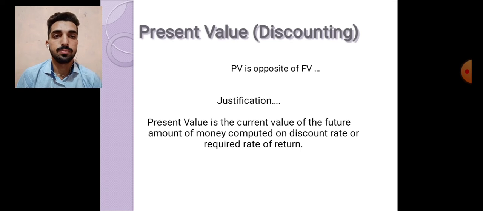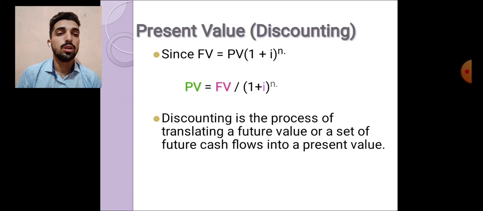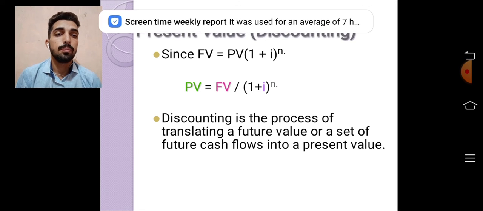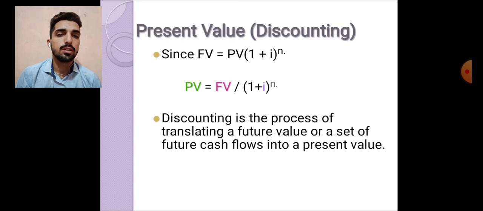Present value, discounting. PV is the opposite of FV. Present value is the current value of a future amount of money, discounted at a discount rate or required rate of return. Since FV is equal to PV times (1 plus i) to the power n, PV is equal to FV divided by (1 plus i) to the power n. Discounting is the process of translating a future value or a set of future cash flows into present value.